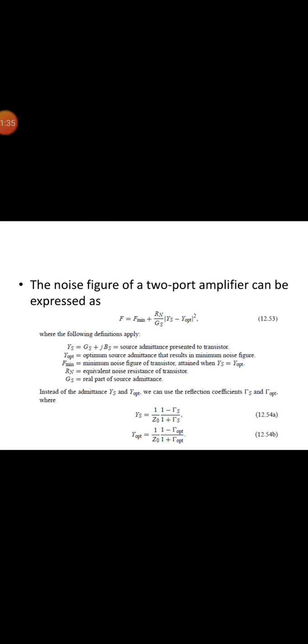Instead of the admittances Ys and Y_opt, we can use the reflection coefficients Γs and Γ_opt, where Ys = (1/Z0)(1 − Γs)/(1 + Γs) and Y_opt = (1/Z0)(1 − Γ_opt)/(1 + Γ_opt). Here Γs is the source reflection coefficient. The quantities F_min, Γ_opt and Rn are the characteristics of the particular transistor being used and are called the noise parameters of the device, which may be given by the manufacturer.